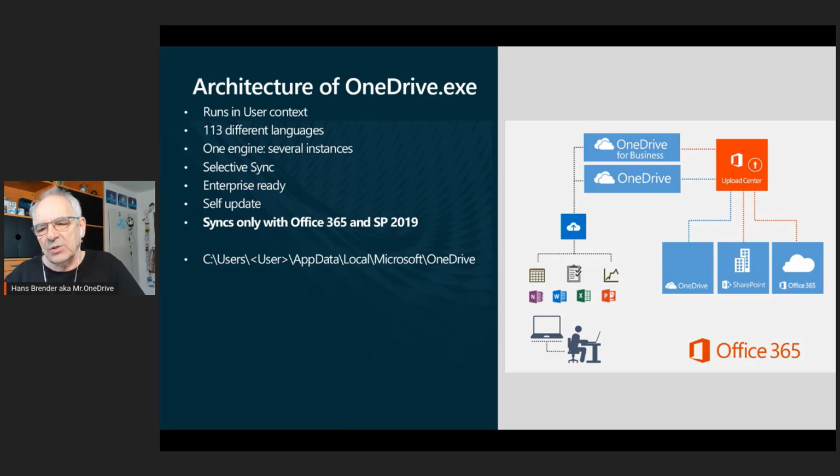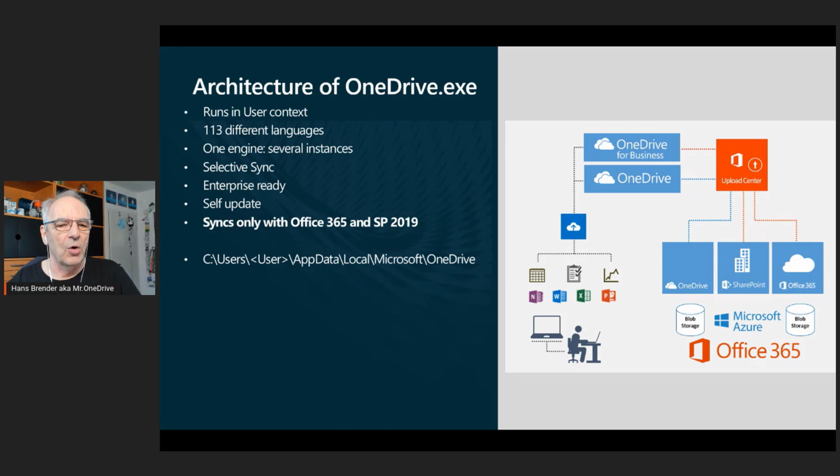It's enterprise ready. For big companies, you have about 40 group policies in there. It's self-updating, so it's something you do not have to control. Microsoft decides if the servers are right for you. No, it's automatic: every 24 hours, it looks if there is a new version of the client and installs it automatically. You do not have to do anything. It syncs only with Office 365, as I mentioned before, and SharePoint Server 2019. That's the architecture of this stuff.